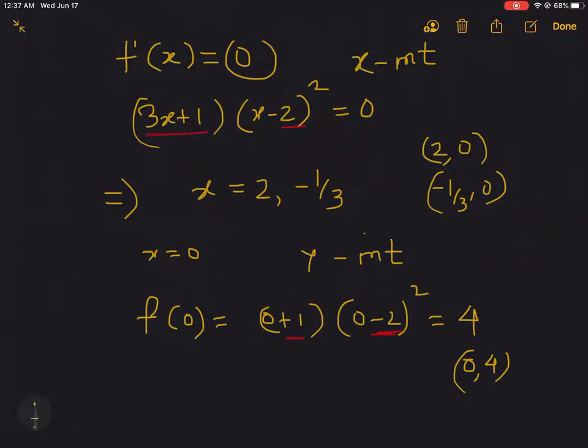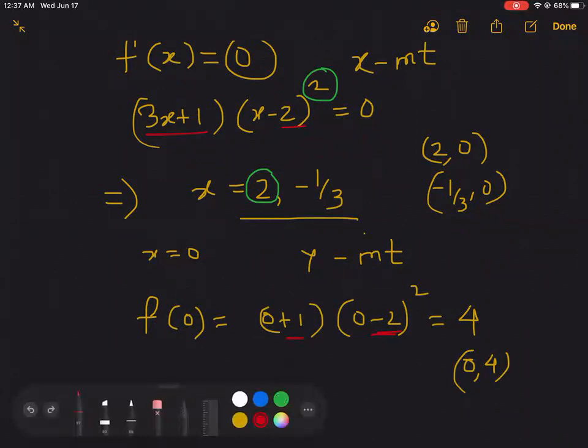Now, as these are my x-intercepts, we also know that these are my real zeros, right? This is a real 0 of multiplicity 2 because of that. And this one is a real 0 of multiplicity 1 because we have an exponent 1.